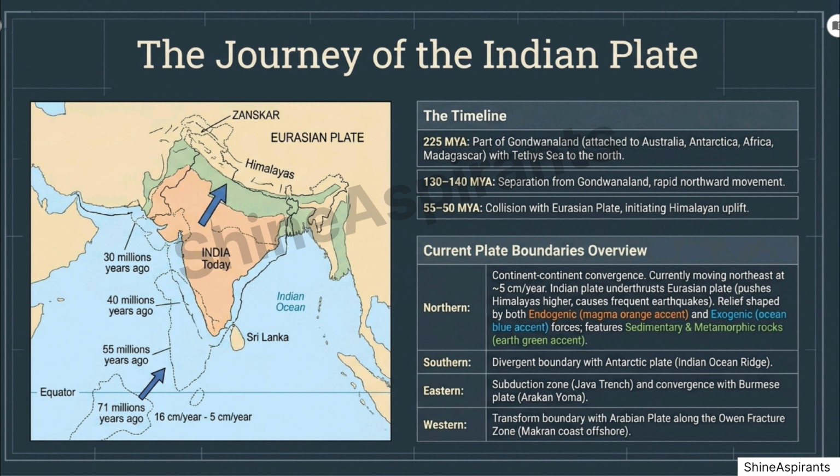Boundaries of the Indian plate. Northern boundary, continent-continent convergence, Himalayas. Southern boundary, divergent boundary with Antarctic plate, Indian Ocean ridge. Eastern boundary, subduction zone, Java Trench, plus convergence with Burmese plate, Arakan Yoma. Western boundary, transform boundary with Arabian plate along the Owen fracture zone, Makran coast offshore.